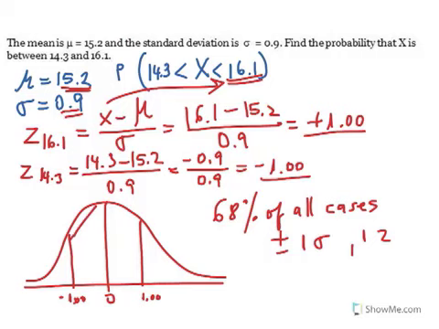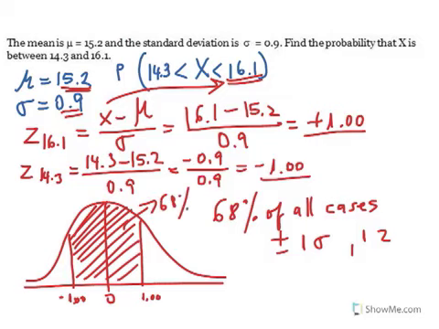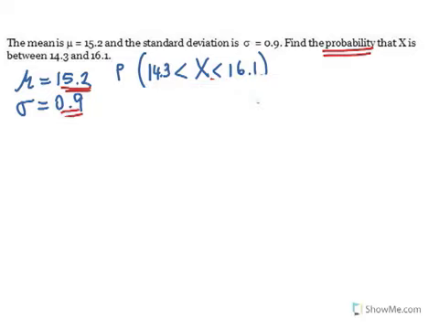Is it correct to assume that this area right here will be 68%? And that is the probability? Yes, it is correct to assume that, but we are going to actually go to the table and see for ourselves. We're going to check if this is correct, or if it's not correct, what is the exact probability that's associated with 1 standard deviation above and below the mean, or 1 z-score minus 1 and plus 1. So now we have the z of 16.1 will be plus 1.00, and the z of 14.3 will be minus 1.00. Let's go to the table and find that.